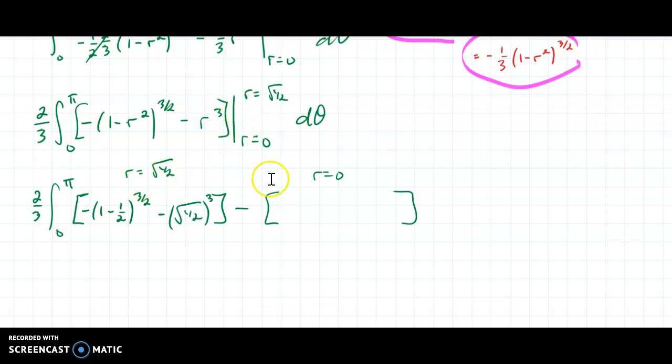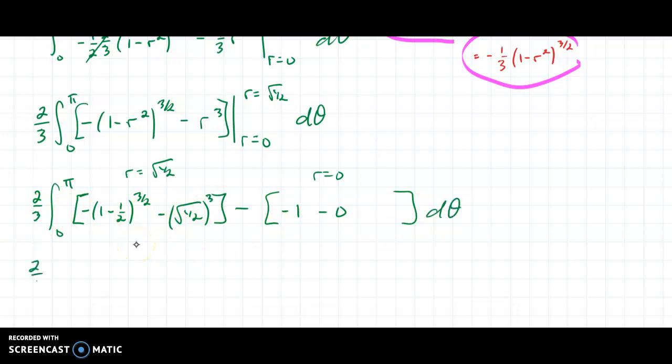Correct? Yes. Okay, and then I come over here and I plug in r equals 0. So when I plug in r equals 0, I get a negative 1. And that's this, when this is 0, it's negative 1 to the 3/2, so that's just 1. And then when I plug in r equals 0 to this, I get minus 0. So the r equals 0 is a lot easier to deal with here. So now I just got to simplify this and simplify some of this stuff over here as well. And don't forget we have our d theta.